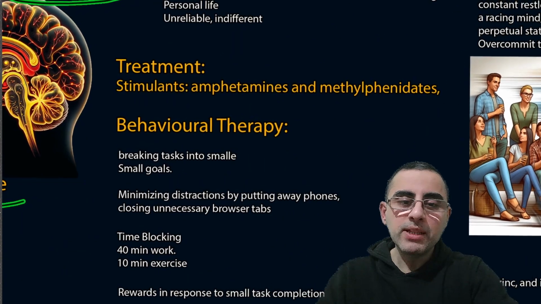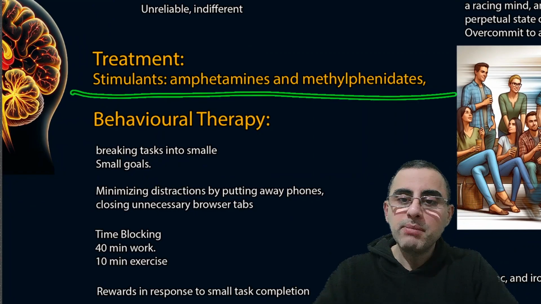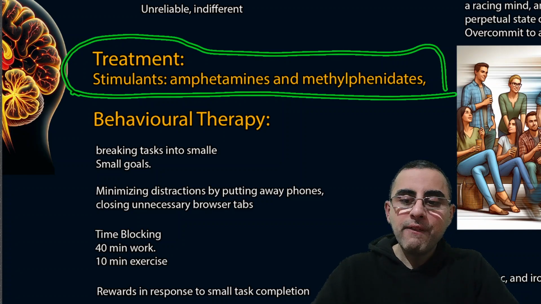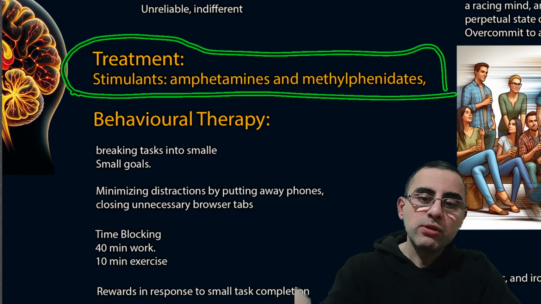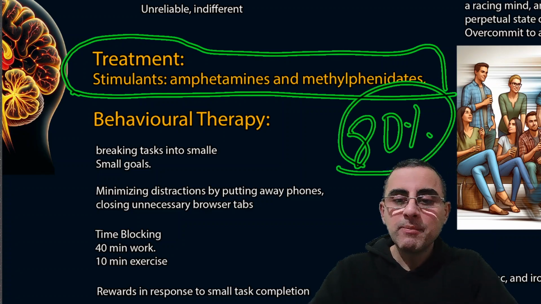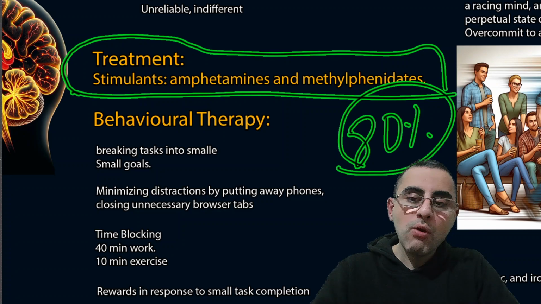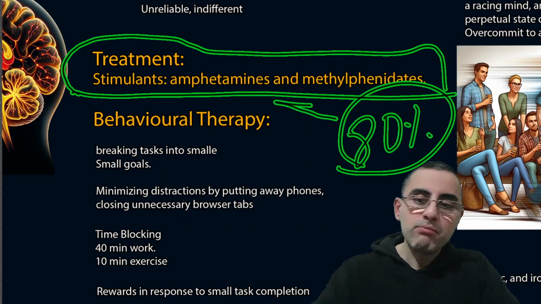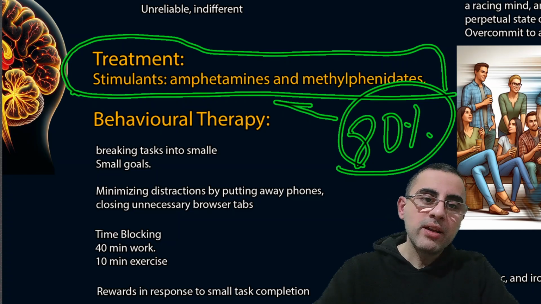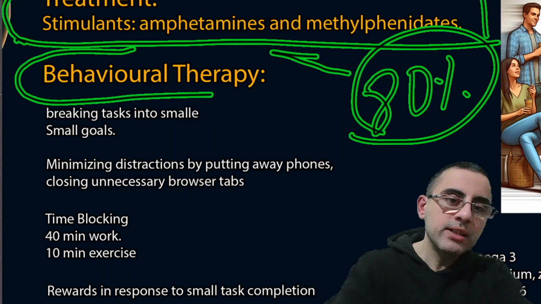And what is the treatment? Stimulants such as amphetamines and methylphenidate are very effective, and in most cases they are a very effective treatment. In children with ADHD, there is almost 80% effectiveness. So they are highly effective medications. Of course, they may have some important adverse effects, and we should be very careful in this case, but they are effective. And behavioral therapy is a very important part.